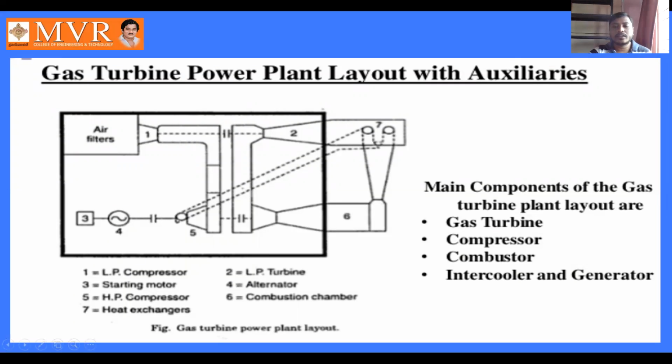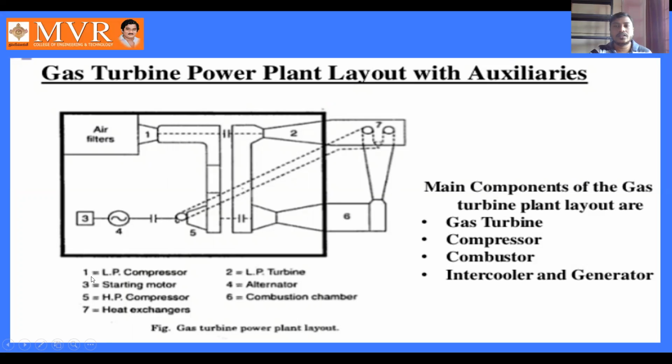And coming to the gas turbine power plant layout with auxiliaries, we can observe that the main components of the gas turbine plant are the gas turbine, compressor, combustor, intercooler, and a generator. These are the main components of the gas turbine plant.